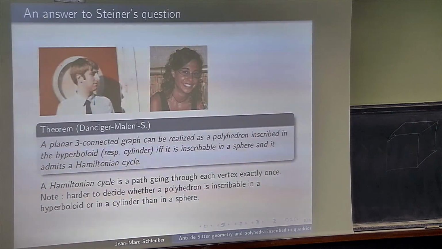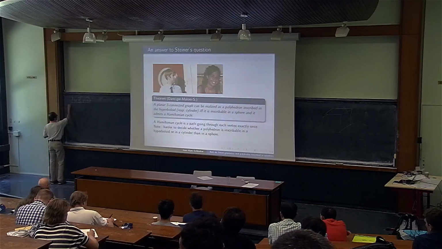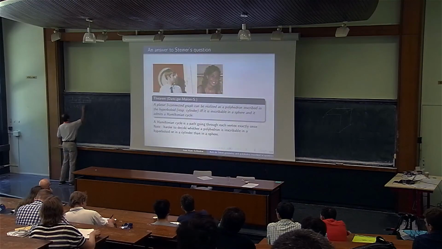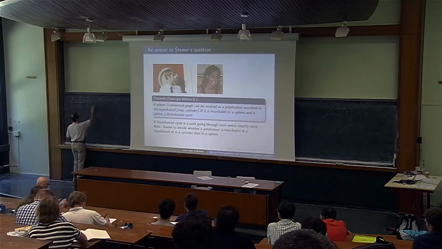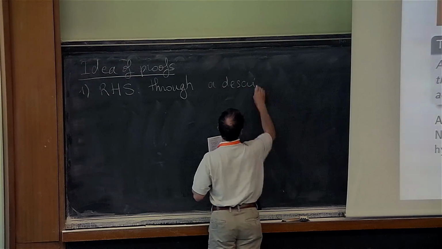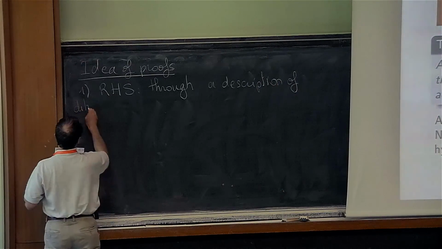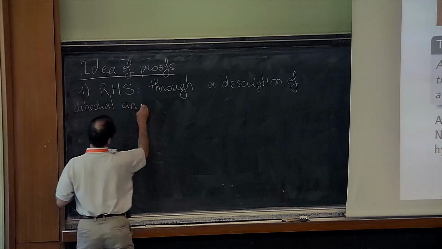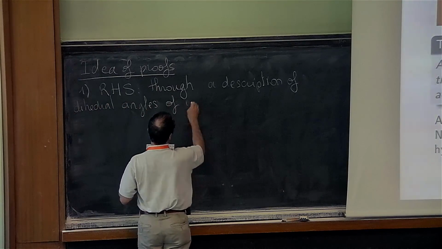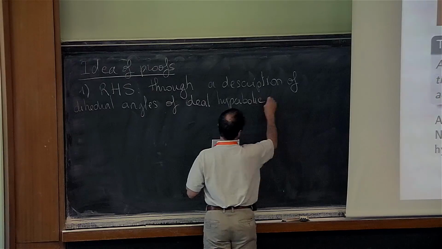And then I'm going to give you details on some parts of the proof. So basically, how do you prove the Rivin-Hodgson-Smith theorem? This is proved through a description of dihedral angles of ideal hyperbolic polyhedra.